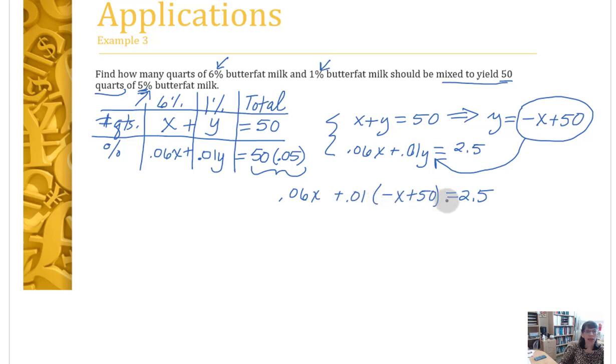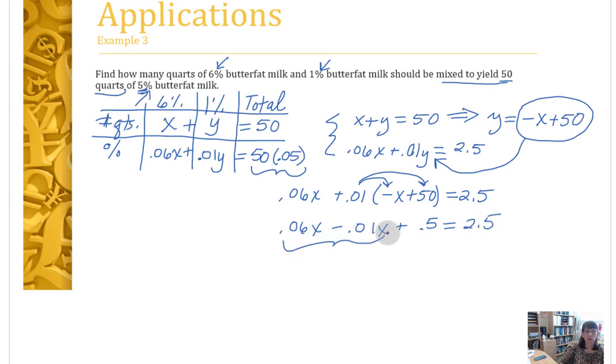Now you'll notice we only have one variable in the equation, so we should be able to solve for x. We'll be distributing the 0.01 to each term in the quantity. We start with 0.06x, and then we'll have subtraction of 0.01x, and when we multiply 0.01 times 50, that will give us positive 0.5. All that now equals 2.5.